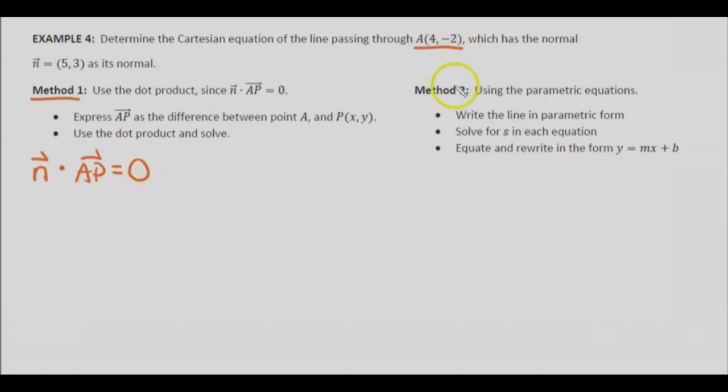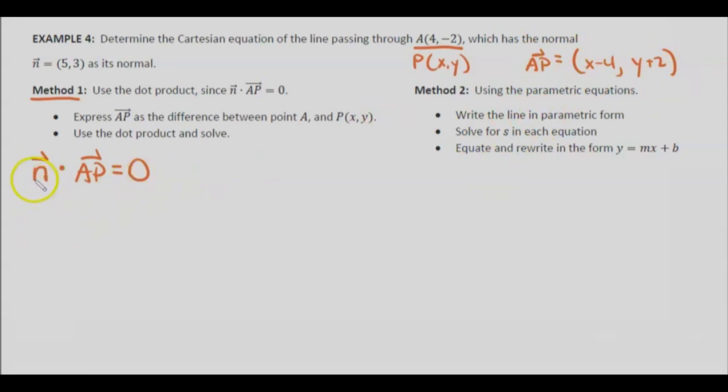Okay, here's the thing. We don't know what point A goes through, so let's just make up the point P, which is (x, y). That means if we want AP, we're going to do P minus A. So we're going to go x minus 4, comma, y minus negative 2, so that's going to be y plus 2. And that's going to be our AP.